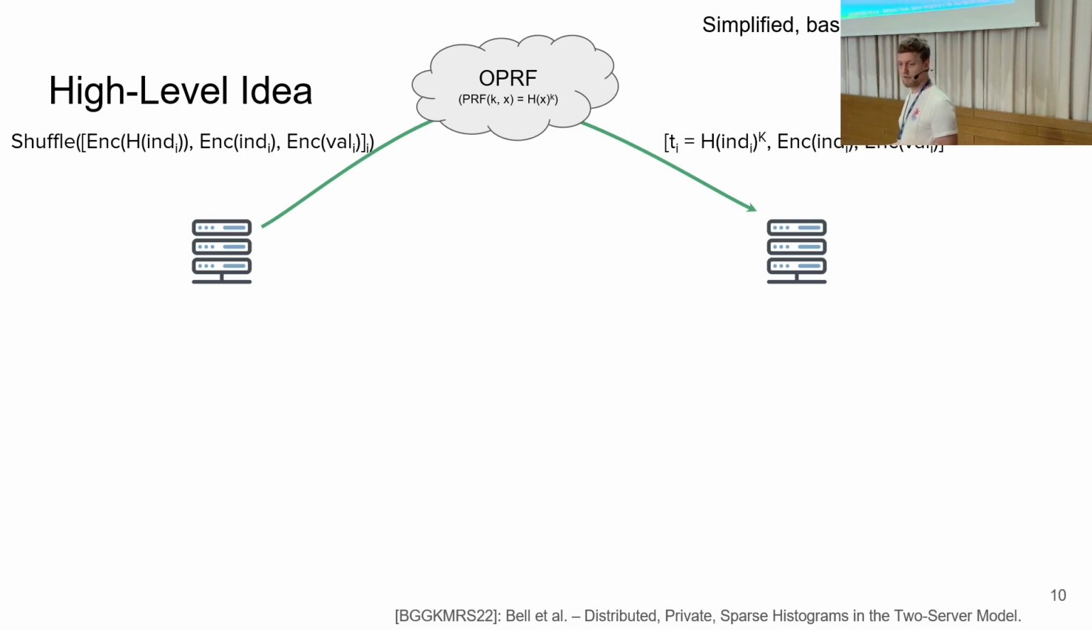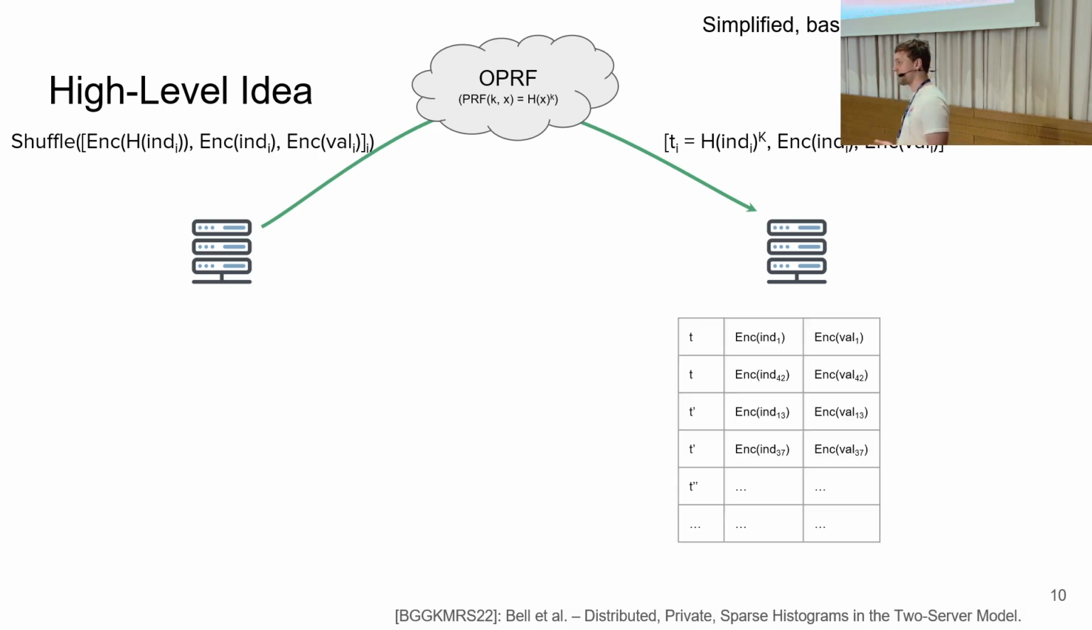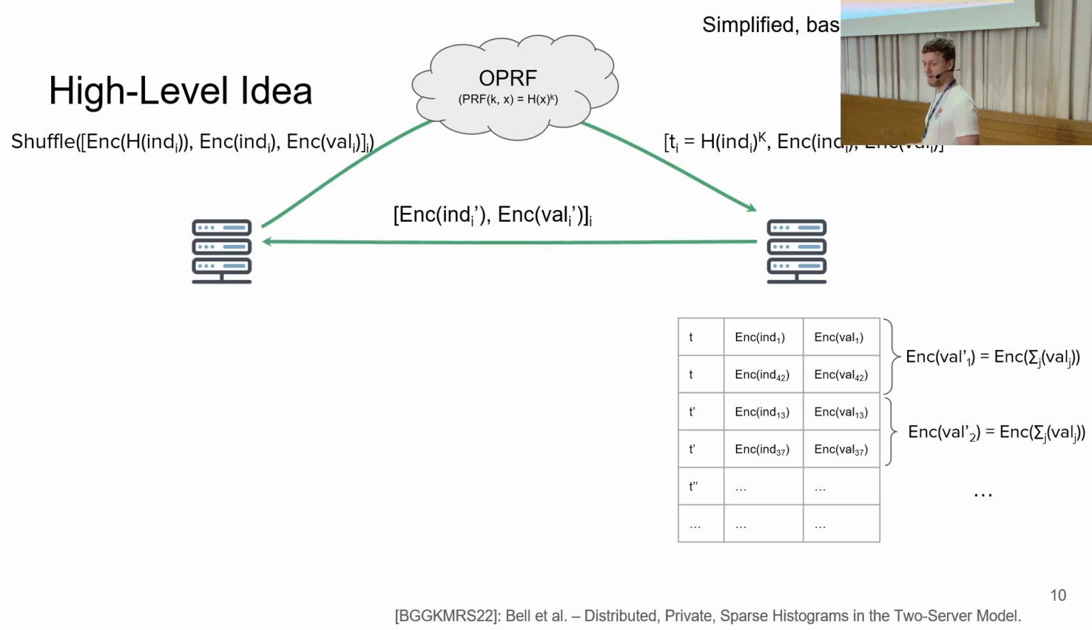Here the PRF is this well-known construction, hash of x to the key of the first server, which can be done homomorphically under this encryption scheme. The second server can now decrypt the OPRF values, and it doesn't know the actual indexes, it just knows pseudo-random indexes. Then it can group by them, aggregate all the ones that have the same pseudo-index, and sum up the values homomorphically. We can then send these encrypted buckets, which only consist of the encryptions of the index and encryptions of the sums of the values for each index, so that's already the histogram. Send that back to the first server under encryption.